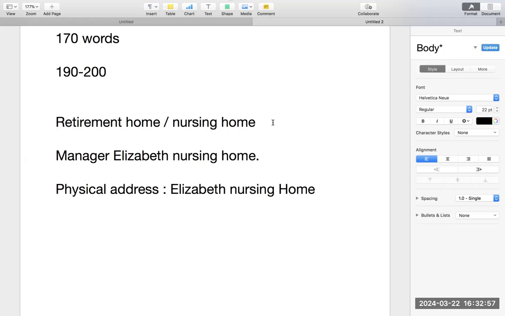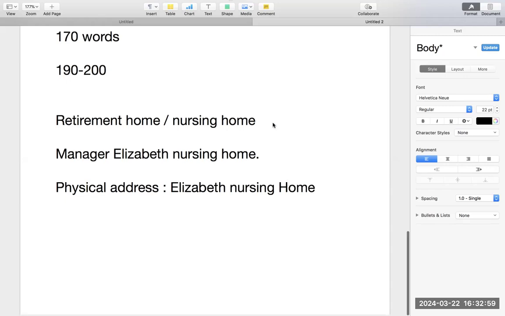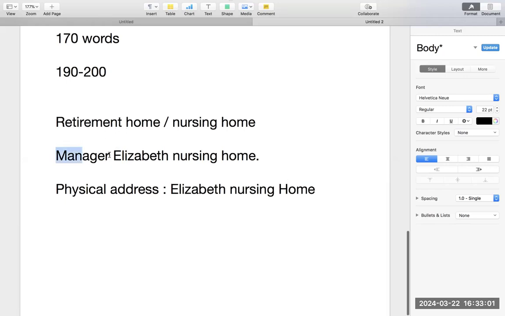How would you recognize it is a discharge back letter? You are writing a letter to the manager at Elizabeth Nursing Home. The patient's address is Elizabeth Nursing Home. That obviously means the patient is living in Elizabeth Nursing Home. He came to your hospital and he is going back to Elizabeth. So the names are the same, Elizabeth Nursing Home. So you need to trace it. That means the patient is coming from here, going back here.